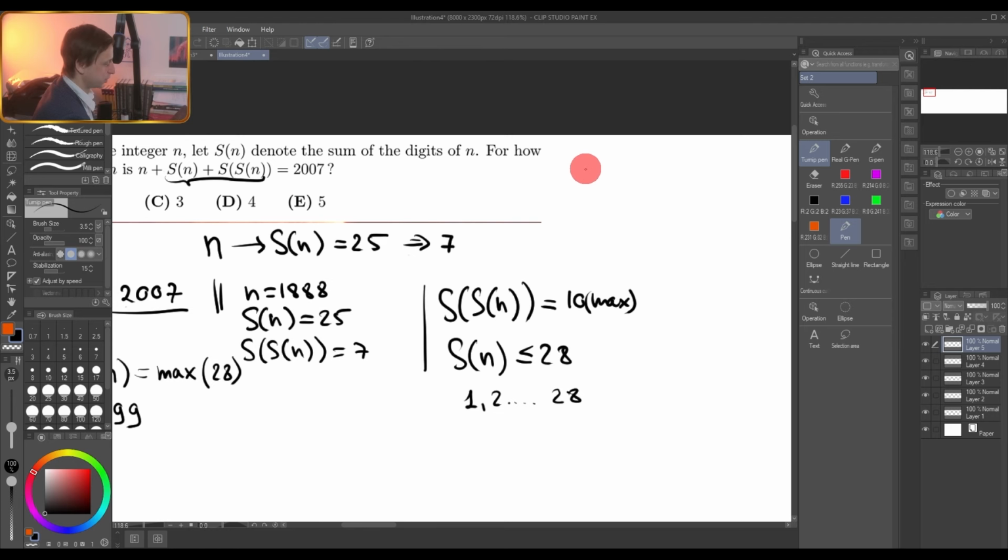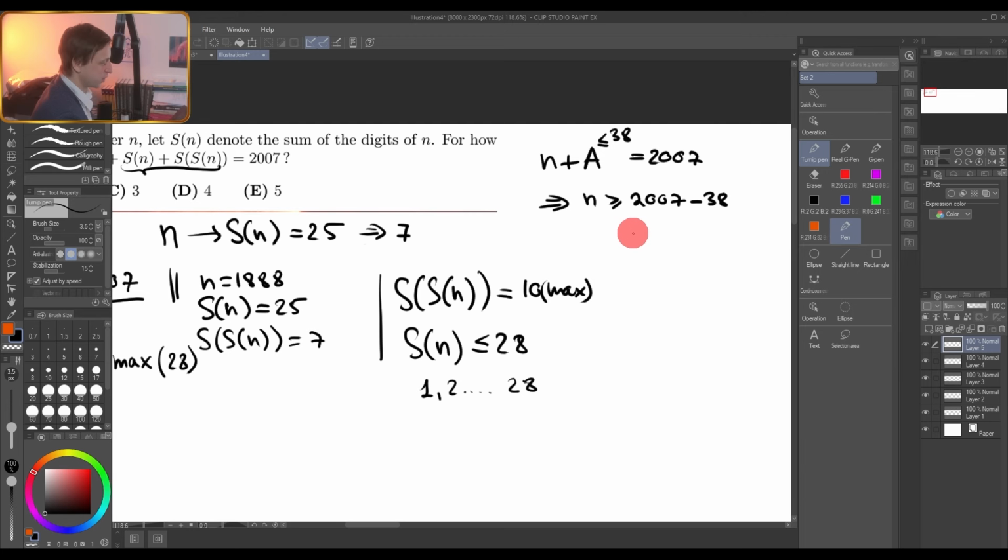So we know that n plus some number a, which is less than or equal to 38, equals 2007. And therefore, n should be greater than or equal to 2007 minus 38. Perfect. So what is this difference? We will get 2007 minus 30, which is 1977, and minus 8, 1969. Okay, 1969 is the minimal value of n that we should start with. So n should be greater than or equal to 1969.